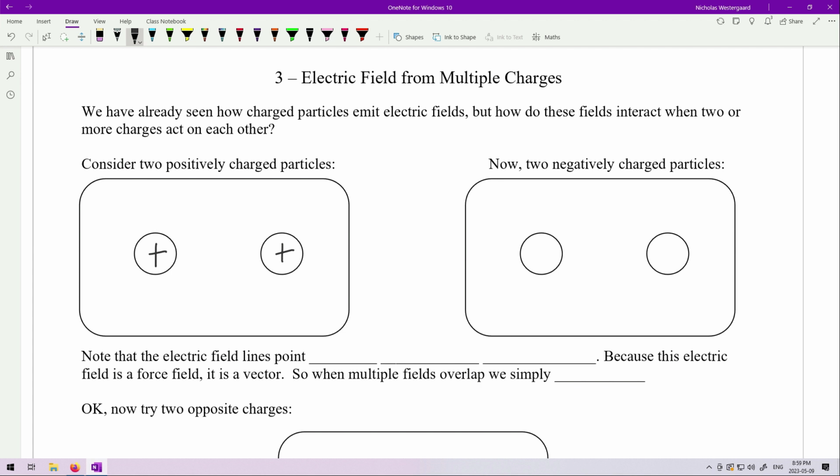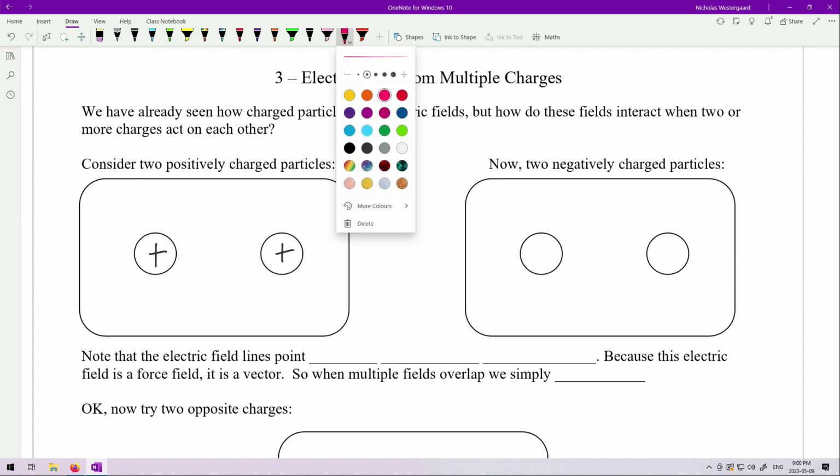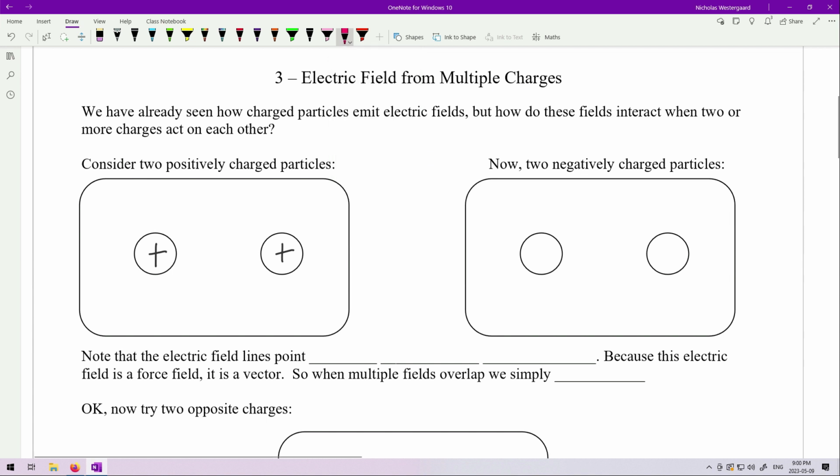So let's imagine our situation with two positively charged particles. I'm going to use two colors here so everybody knows. I'm going to try to lighten it up, maybe make it really fine. So the first one that I'm going to do here in pink is showing the electric field of each of these charges individually. Sorry, that's a little sloppy. But it's showing the electric field of each of these charges individually.